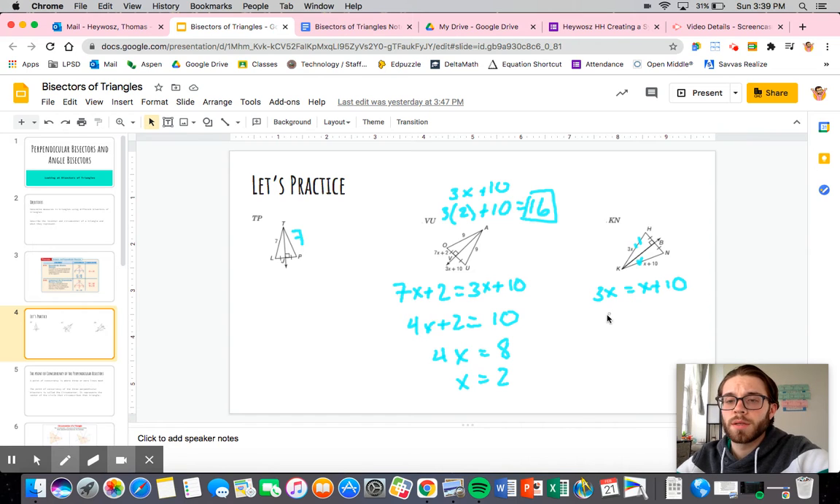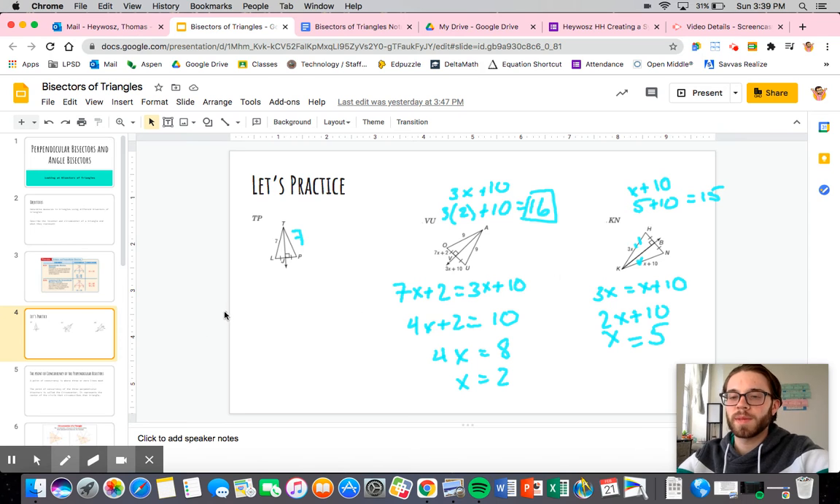Okay, so I have 2x plus 10, because I subtract the x from both sides, divide by 2, x equals 5. But it's not asking for x, it's asking for kn, so kn is x plus 5. I'm sorry, x plus 10. So 5 plus 10, 15. Okay, so that is ultimately what it's looking for.